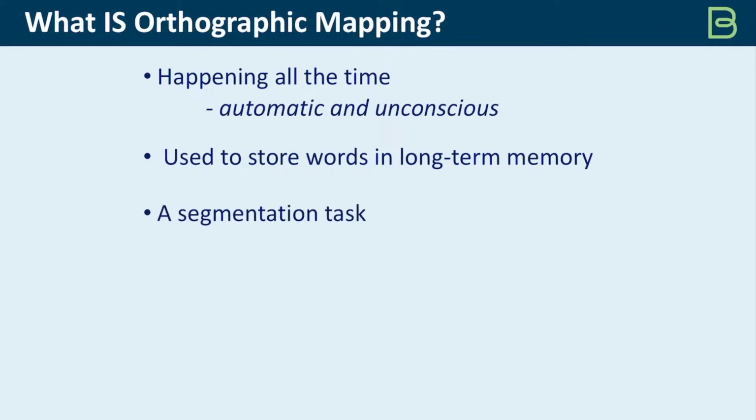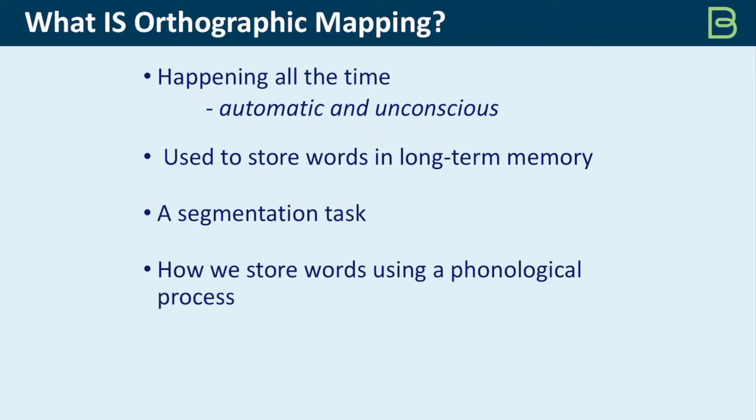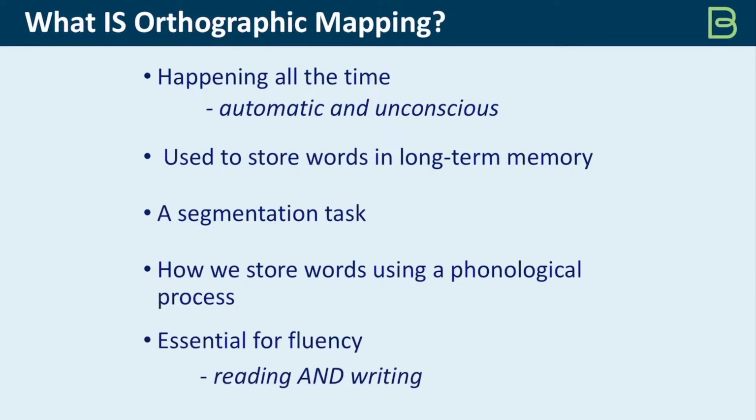Orthographic mapping is a segmentation task, so it involves pulling apart words and sounds in words, something we ask our students to do often. Orthographic mapping is how we store words using a phonological process. Remember, it's auditory. The brain processes and maps words auditorily, and that makes it entirely related to spoken language. It's also essential for fluency, reading fluency and writing fluency. So when students are writing, they're matching the sounds to the symbols, and that's reinforcing the commitment of new words to memory.